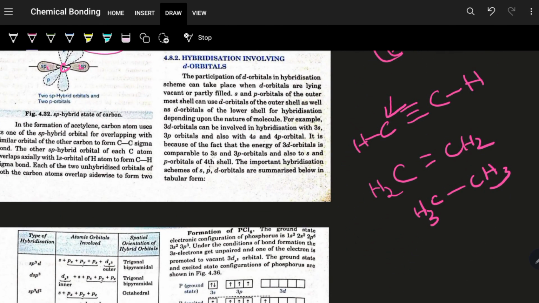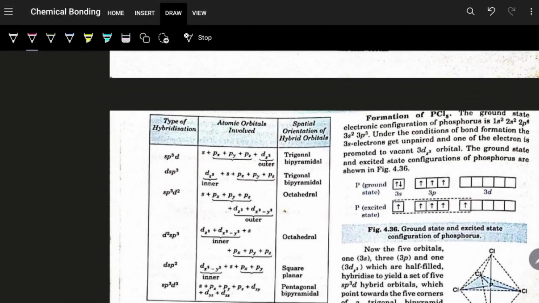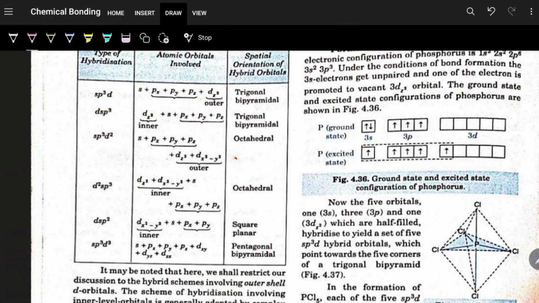So hybridization involving d orbitals, that also we can see over here. If we involve outer d orbital, I have told you this, it is a TBP structure, sp3d, and it is like this. What do I mean by outer d and inner d? Outer d means it is of ns, np and nd. If I say dsp3, this d is the inner d, and this inner d corresponds to (n-1)d. And this is also a TBP structure. The only difference is this has inner d involved and the previous one has outer d involved.